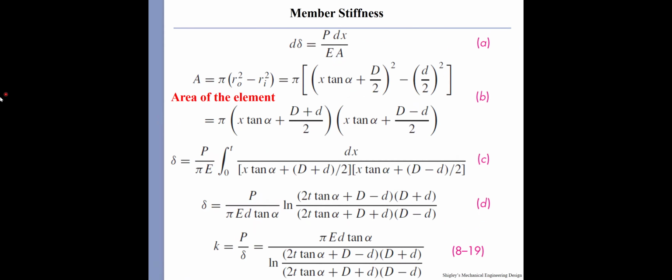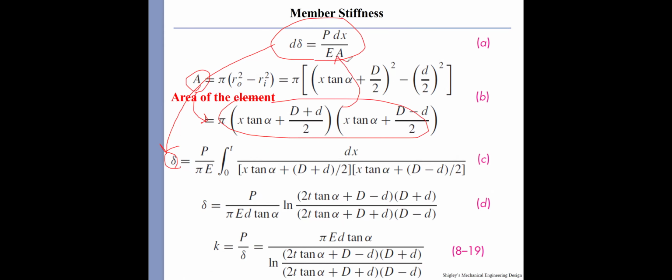Okay, so as we already know, the delta, the deformation or the deflection or the elongation, equals to what? Here, right? So we can plug this area to here, and we take the integration to remove the derivative sign, right? With integration from 0 to t, the t represents the thickness of the member.